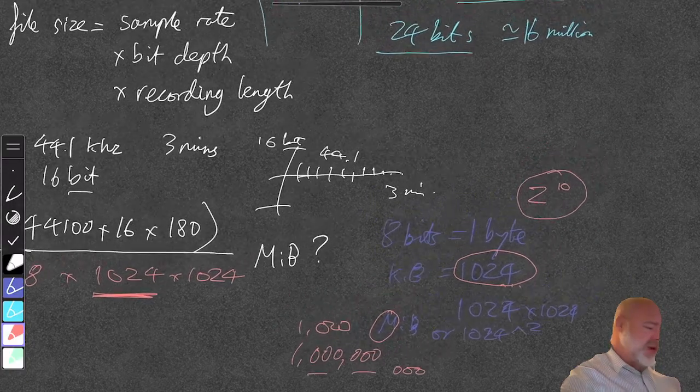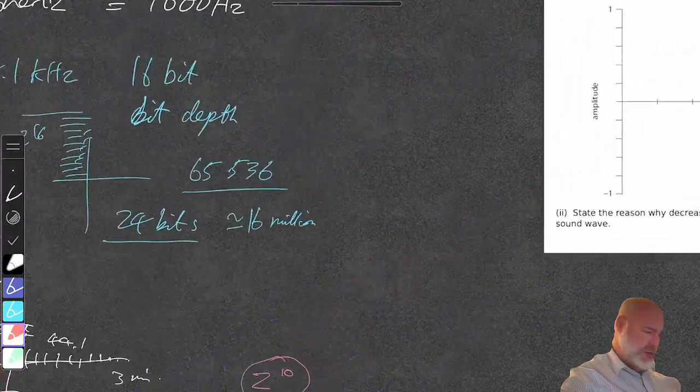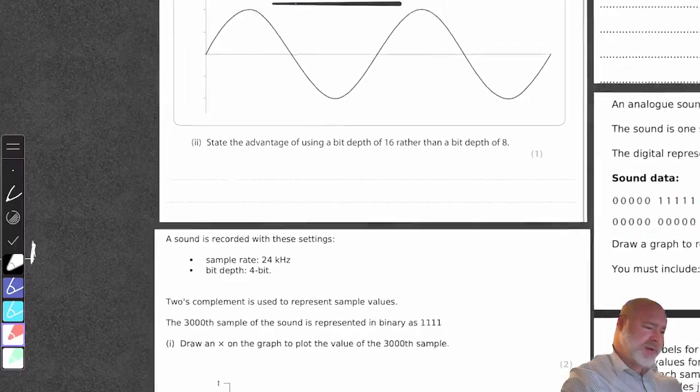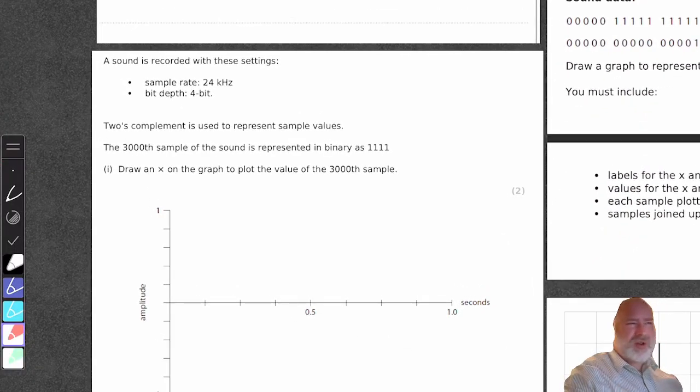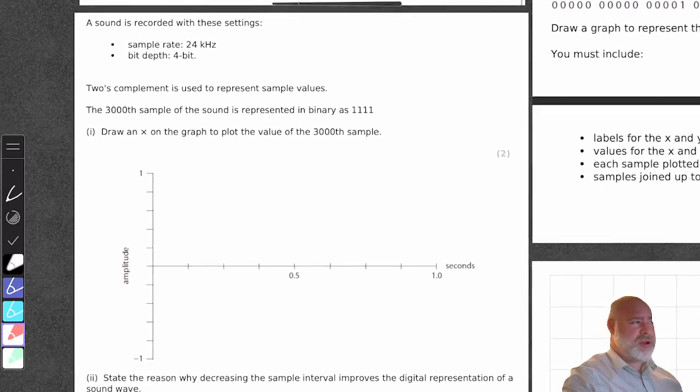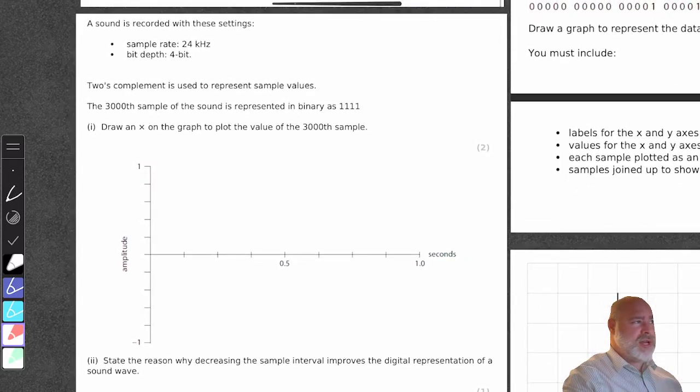So let's have a look at some questions, shall we? Let's do this one first. They're all pretty tricky, annoying questions, but that's why I want to show you now so that we can tackle them. All right, so what have we got? The bit depth is 4, and it says 2's complement is used to represent the sample values. Interesting, okay.